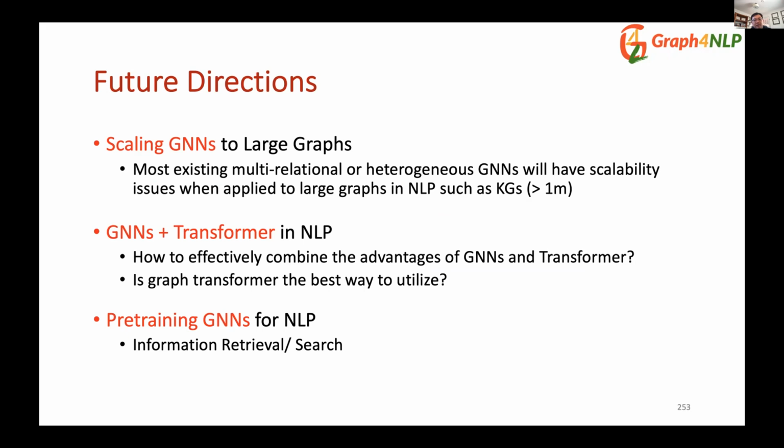However, we still want to see progress quickly. For example, for multi-relational or heterogeneous graph neural networks, how can we scale to large graphs, for example, larger than 1 million in size? For the graph-to-transformer discussion, you have heard a lot about transformers and about pre-training. These two learning paradigms are both very important to the NLP community. So how can we effectively combine the advantages of both worlds? This is also an important thing to consider.